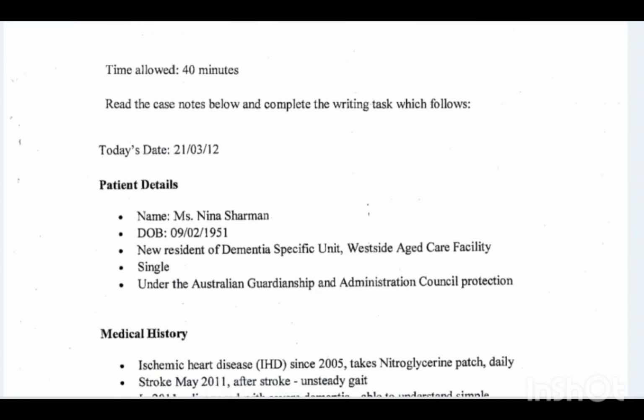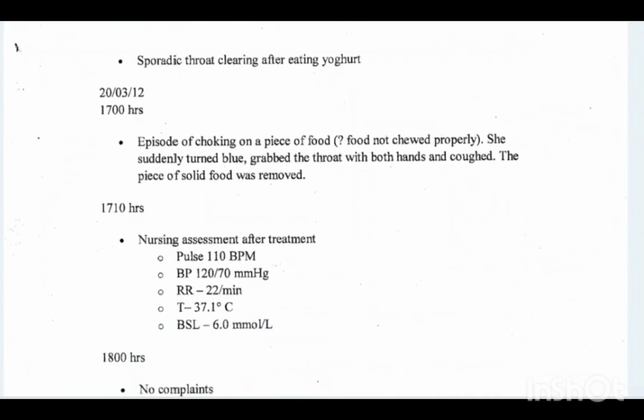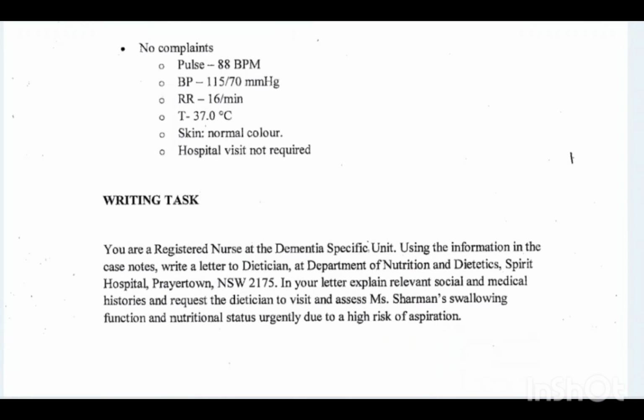For that, you have to read first of all what the writing task assigned to you is. Here the writing task is given. You are a registered nurse at the dementia specific unit. Using the information in the case note, write a letter to the dietitian at the Department of Nutrition and Dietetics, Spirit Hospital, Prayer Town, New South Wales 2175. In your letter, explain relevant social and medical histories and request the dietitian to visit and assess Ms. Sherman's swallowing function and nutrition status urgently due to a high risk of aspiration.